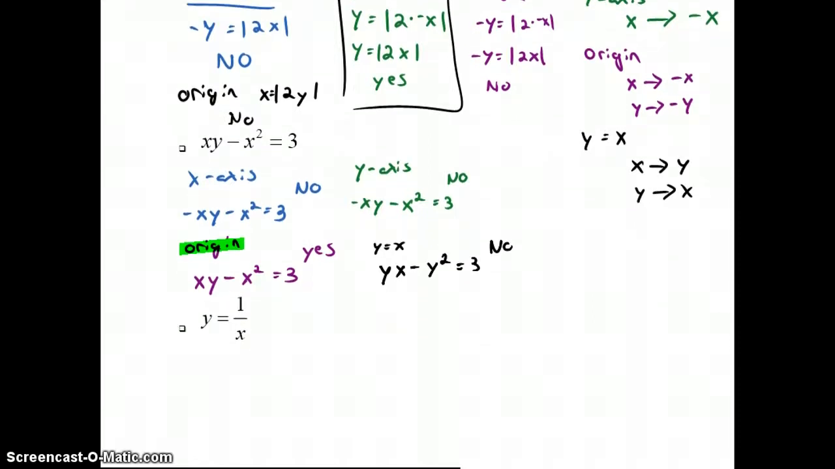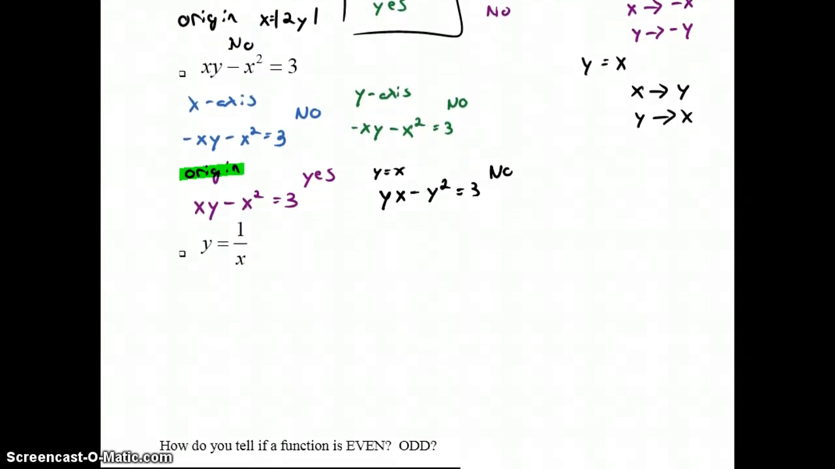Third problem, 1 over x. Let's check the x-axis first. Make your y into negative y. So negative y equals 1 over x, not the same. Let's do our y-axis. So y equals 1 over negative x. That is the same. Oh wait, definitely not. No, not the same.